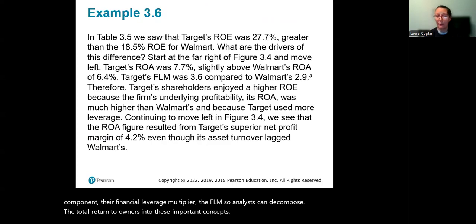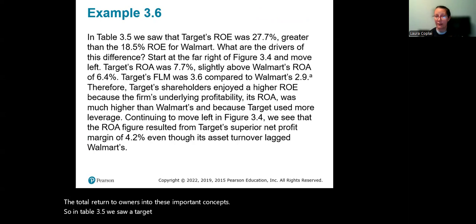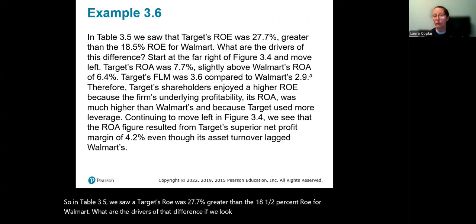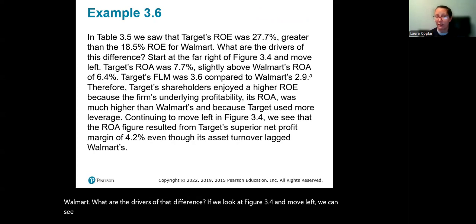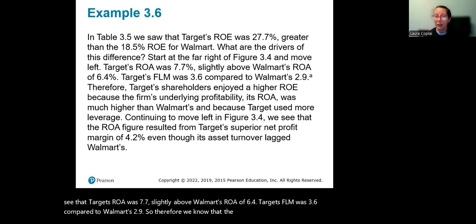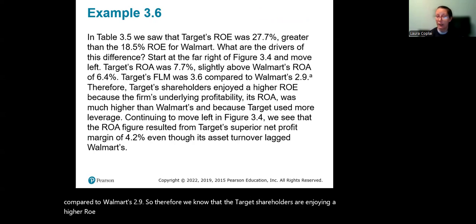So in table 3.5, we saw Target's ROE was 27.7%, greater than the 18.5% ROE for Walmart. What are the drivers of that difference? If we look at figure 3.4 and move left, we can see that Target's ROA was 7.7%, slightly above Walmart's ROA of 6.4%. Target's FLM was 3.6 compared to Walmart's 2.9. So therefore, we know that the Target shareholders are enjoying a higher ROE because their underlying profitability, its ROA, was higher than Walmart's, and because Target used more leverage.